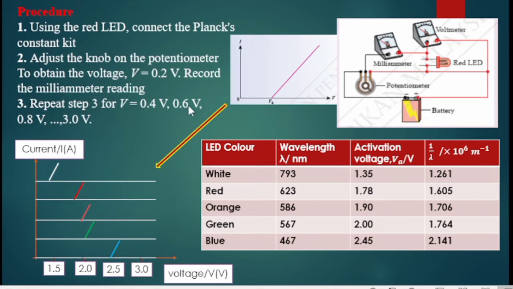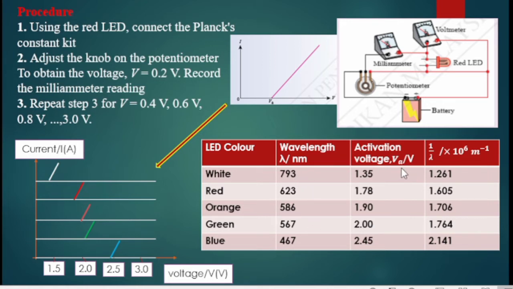So what we have recorded is actually the value of voltage and current. Plot a graph of I against V. Draw a line and find the intercept at the V-axis, which is the turn-on voltage. Repeat the same steps for different colors of light: white, red, orange, green, and blue. For each color with a certain wavelength, calculate the reciprocal of the wavelength, 1 over lambda. Each color has its own activation voltage, so you can check from the graph.